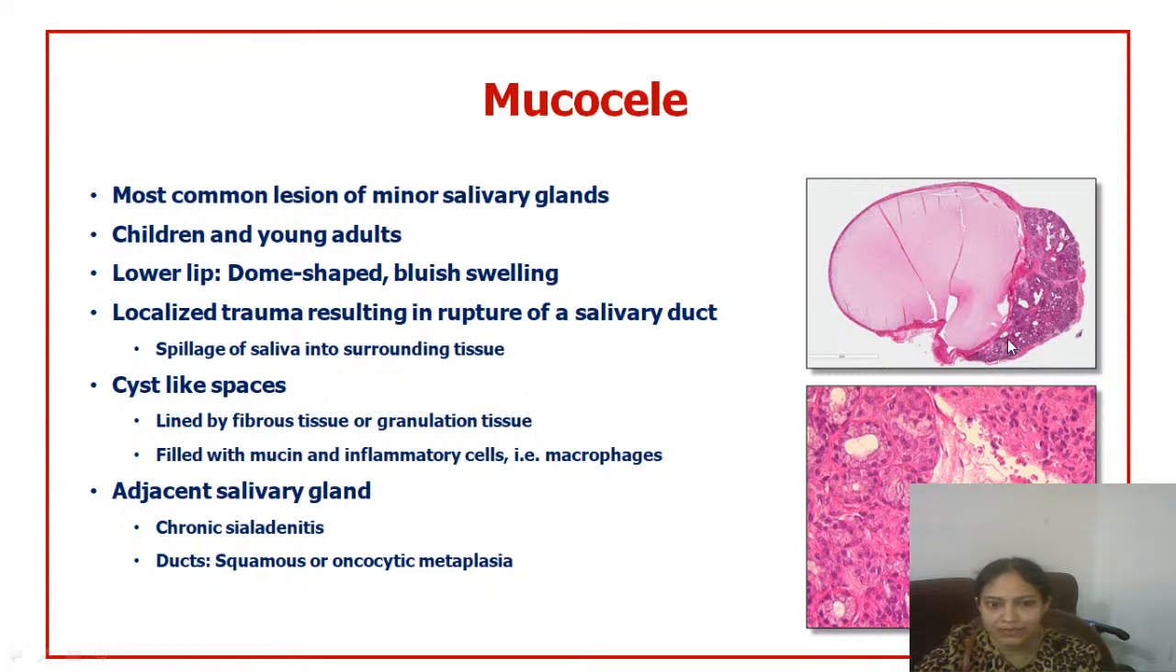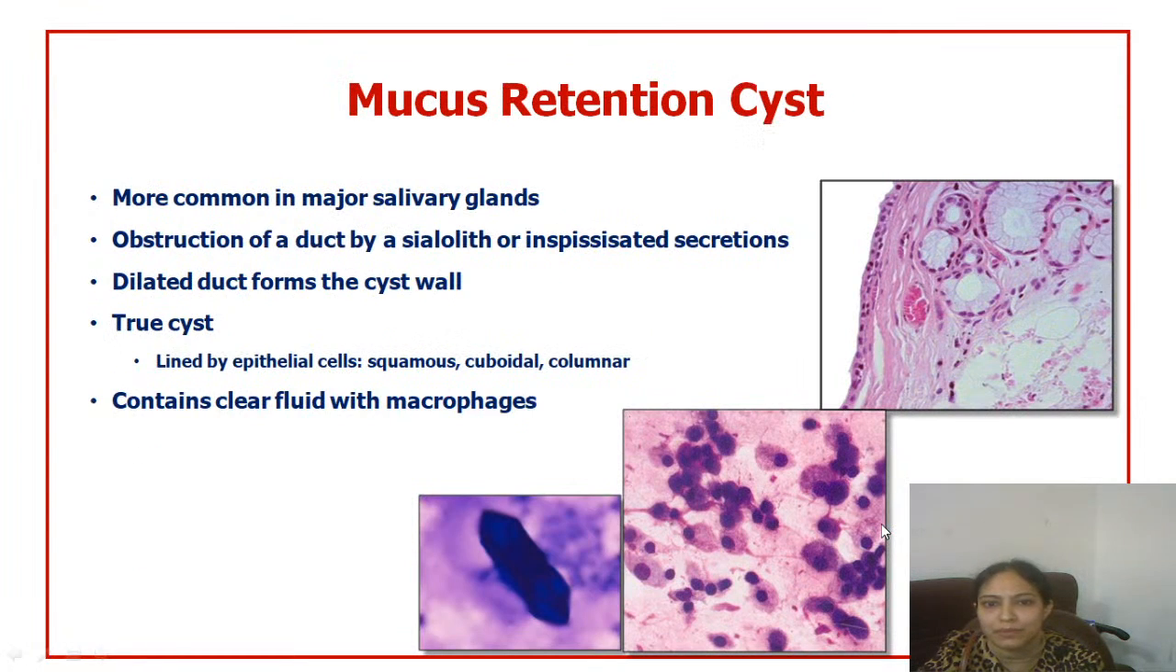And this cyst-like space, because it's caused by rupture and trauma, there's going to be a reaction, and so this space is lined by fibrous tissue or by inflammatory granulation tissue as a response to injury, and it gets filled with mucin, and inflammatory cells like histiocytes come here to try and ingest this mucus that is present. The adjacent salivary gland would show features of chronic sialadenitis, and again the ducts would show squamous or oncocytic metaplasia.